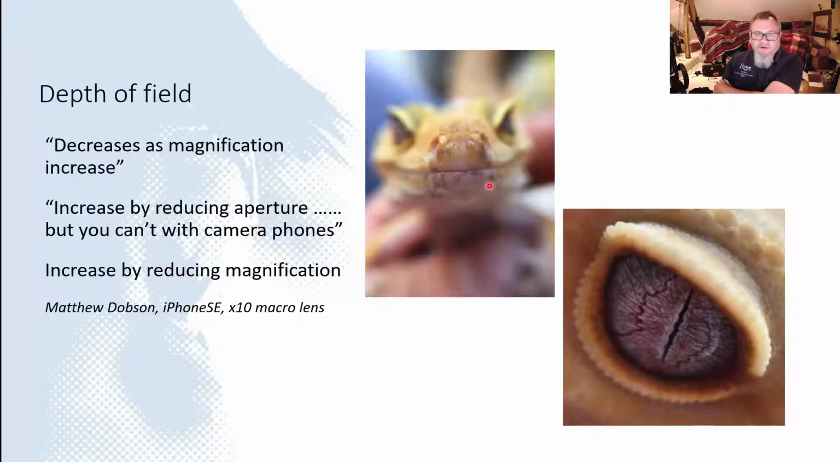So this is a picture of one of my colleague Matt's, a little leopard gecko. He's focused beautifully on his nose, but you can see his eyes are way out of focus. When he focuses on the eyes themselves, we can get the iris and pupil in focus in this beautiful macro photography. But you see that the tips of his upper lid are out of focus.